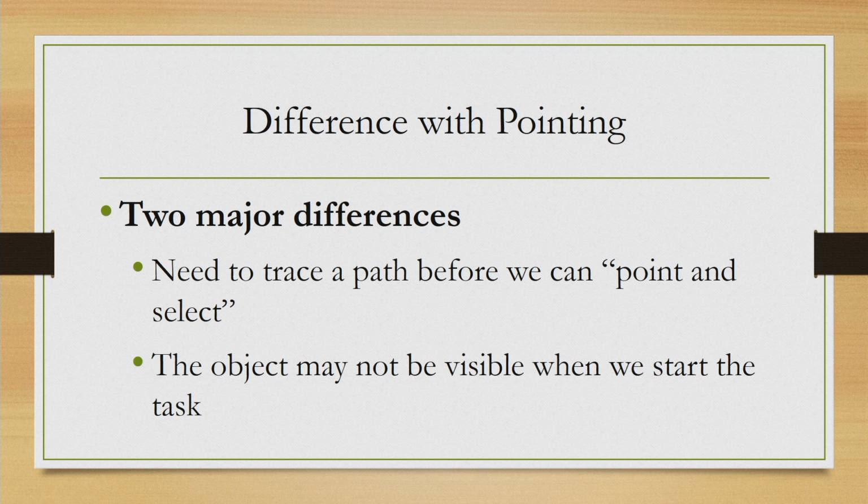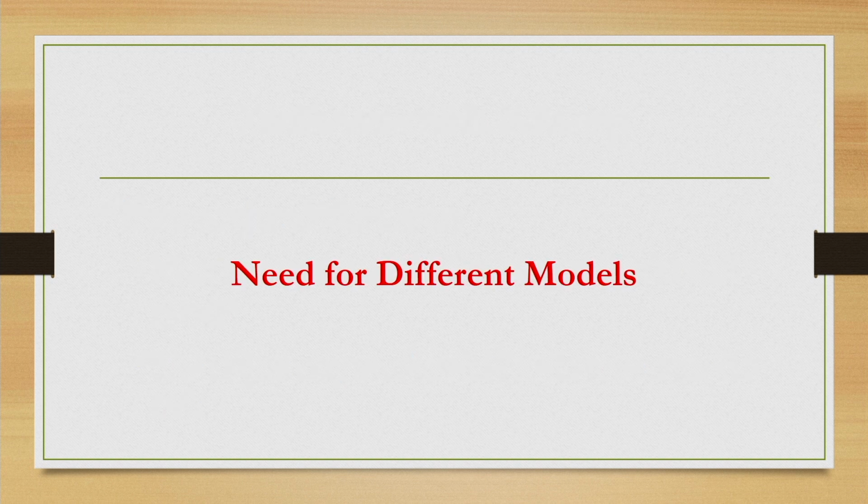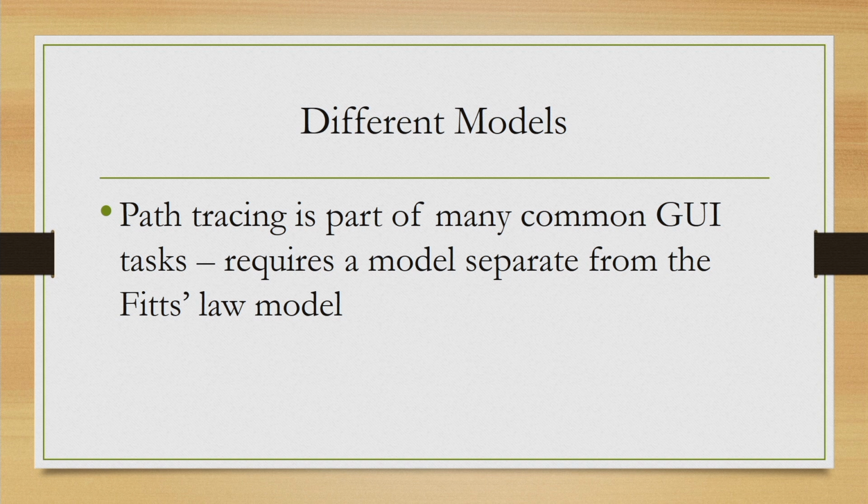And secondly, we cannot directly point and select, as the items may not be visible at once, particularly in the context of selection from drop down menus. So, what we need are different models. The classical Fitts law will not be sufficient, and we require models to compute the performance in the case of constrained navigation tasks. Now, let us try to understand a few of those models.